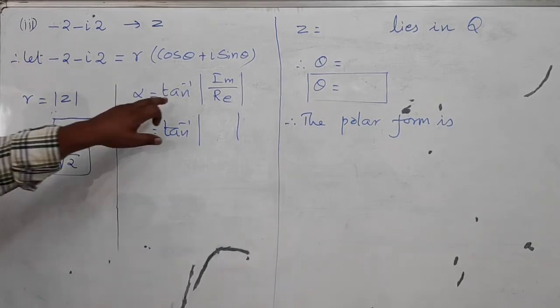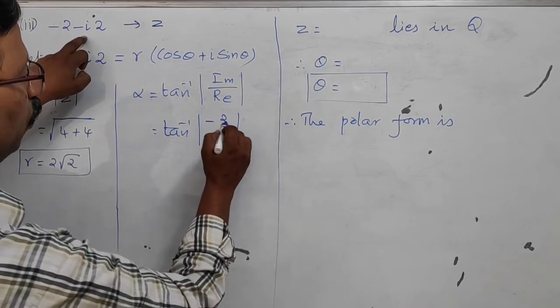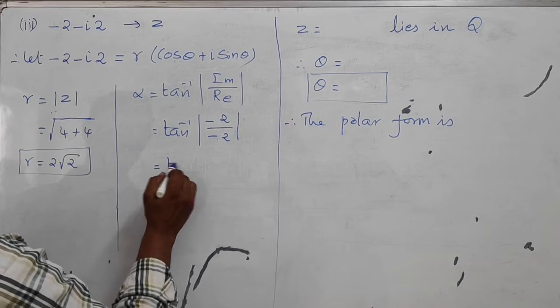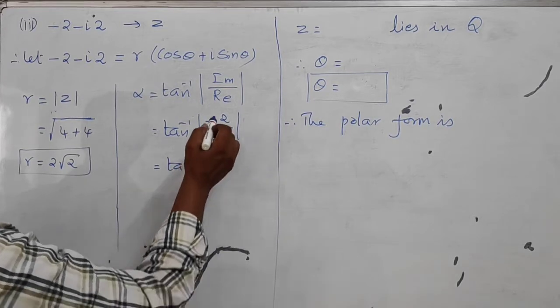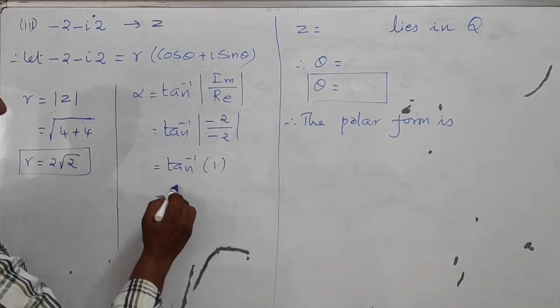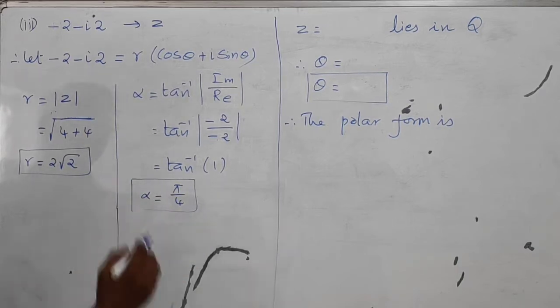Now alpha equals tan inverse of modulus of imaginary part by real part. Imaginary part is minus 2, real part is also minus 2. Therefore you can write tan inverse of 1, removing the modulus. Tan inverse of 1 gives pi by 4. This is the alpha value. Alpha equals pi by 4.